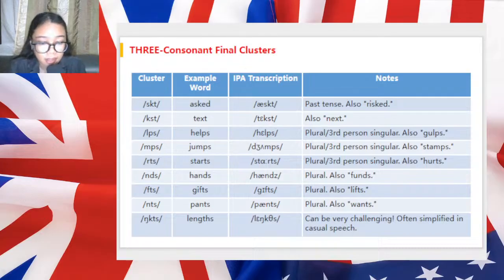Next is the MPS cluster as in jumps. Similar to the LPS, this also functions as a plural or third person singular verb ending. It's the M sound, then P, then unvoiced S.